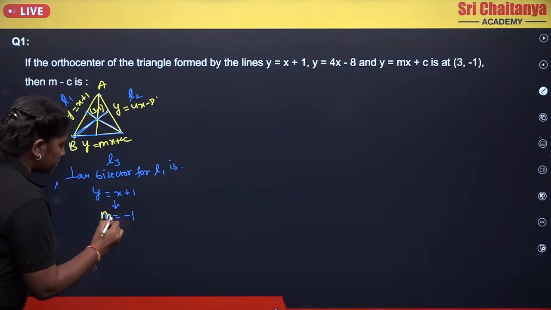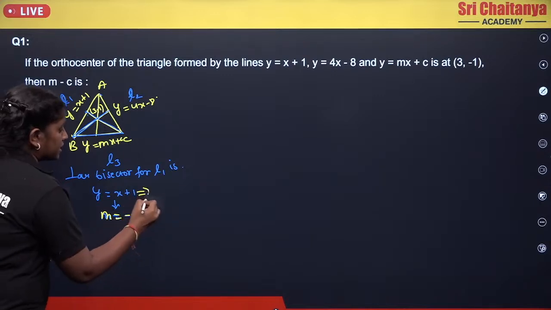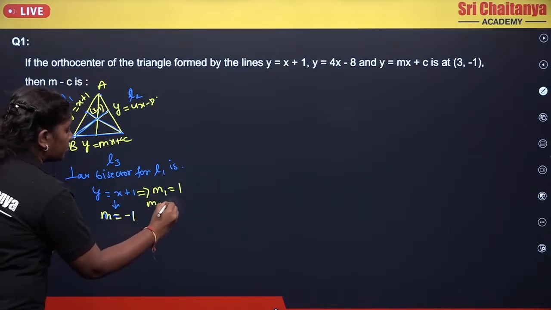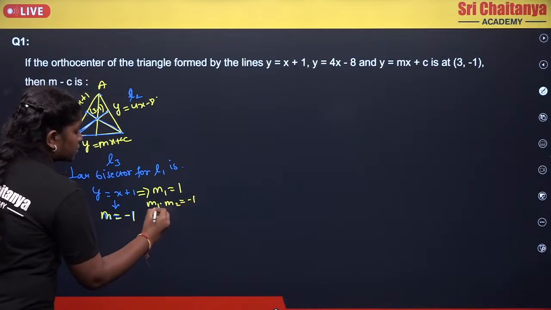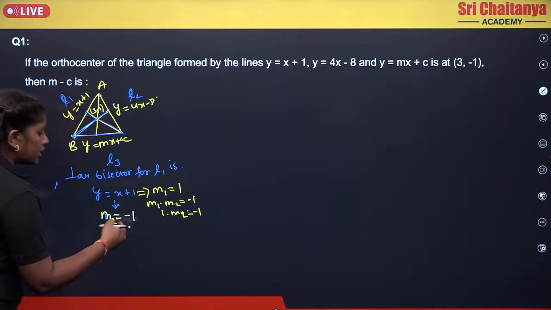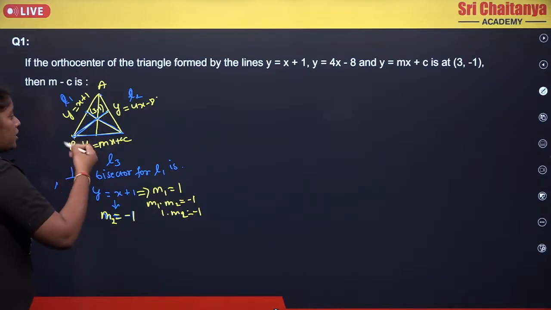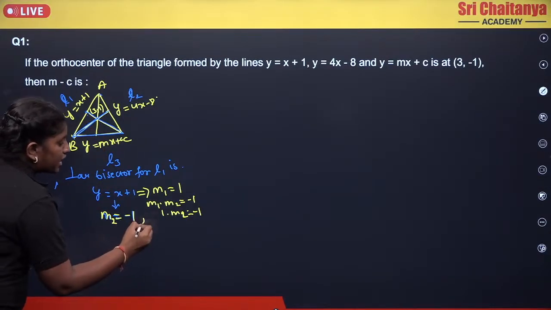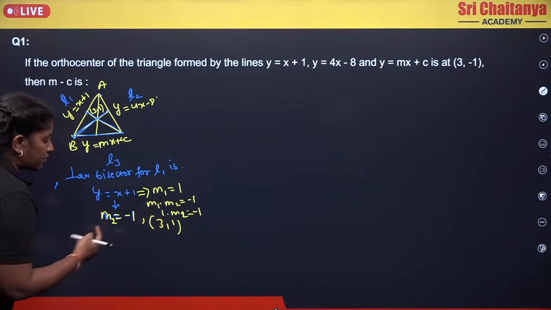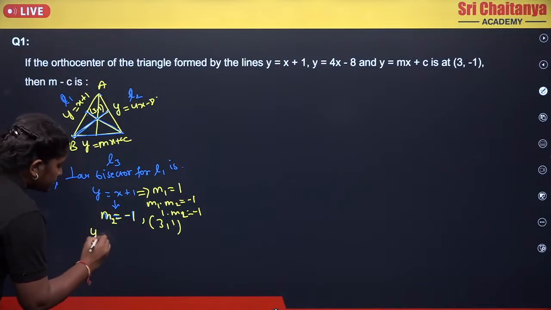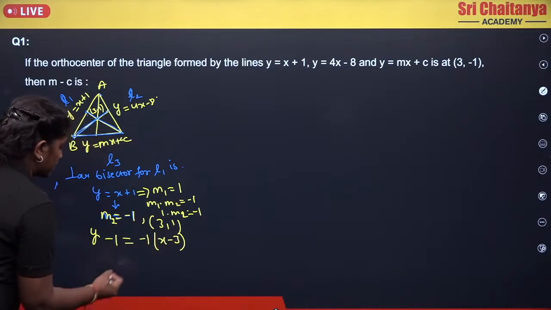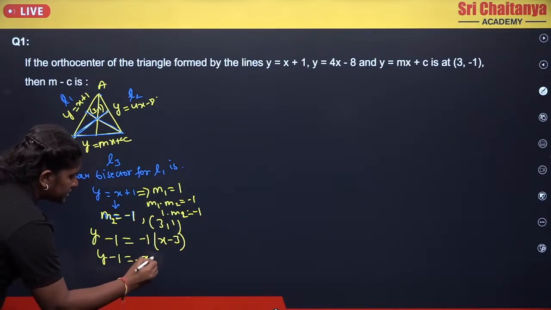For this we have m1 equals 1, and these two are perpendicular, so m1 into m2 equals minus 1. So m1 equals 1, 1 into m2 equals minus 1, so from there we got m2 equals minus 1. Now we have the point (3, -1) and the slope. What will the equation become? y minus (-1) equals minus 1 into x minus 3.